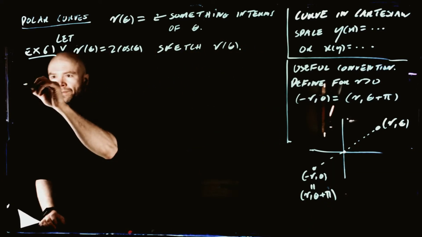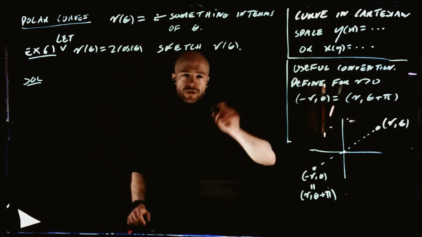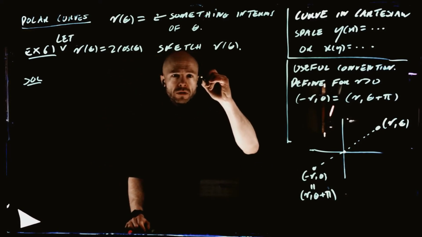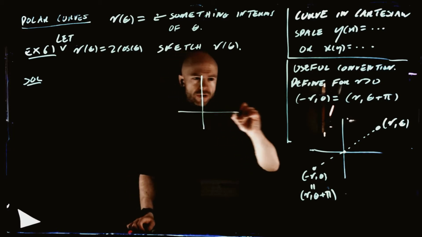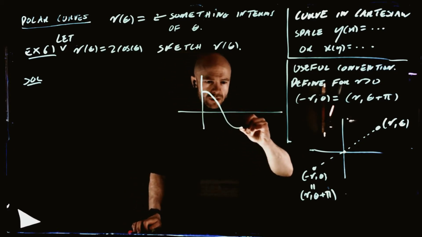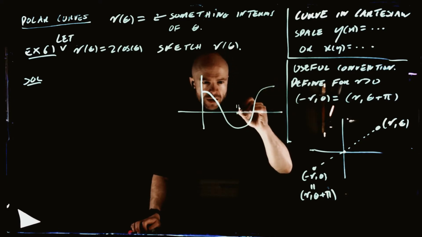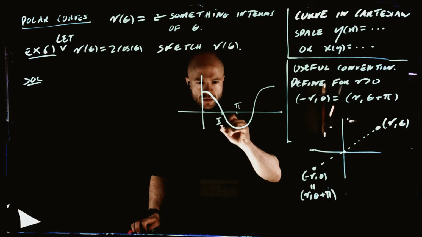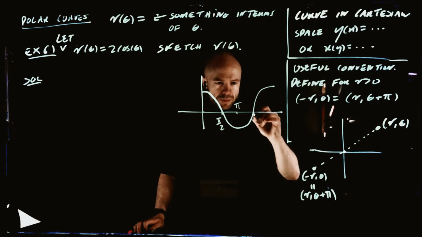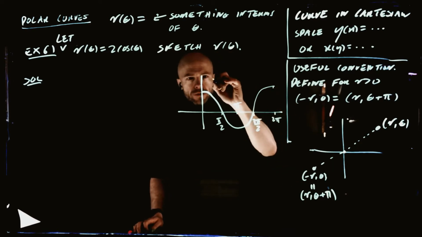Okay, solution. First thing to do is to draw a graph of cosine just to have it to refer back to. So what does cosine do? It goes like this, goes like this, and it goes like this. So this is pi over 2. This is 3 pi over 2. And this right here is just 2 pi. So it's the graph of cosine.